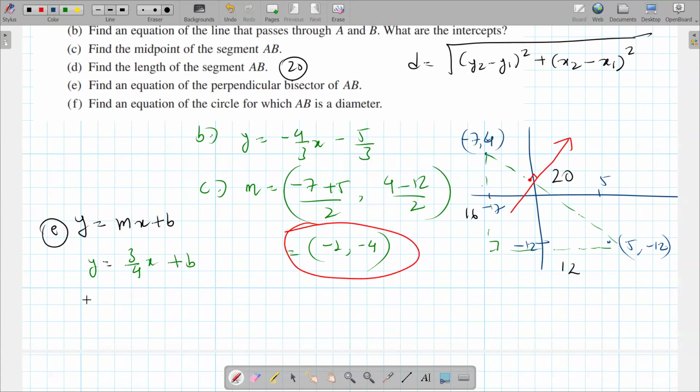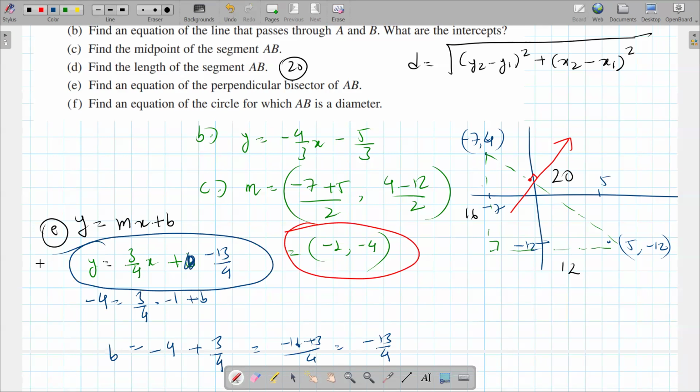So y is -4 equals 3 over 4 times -1 plus b. So b is going to be -4 plus 3 over 4, right? That's -16 over 4 plus 3 over 4, which is -13 over 4. There we go. So the perpendicular bisector has this equation.